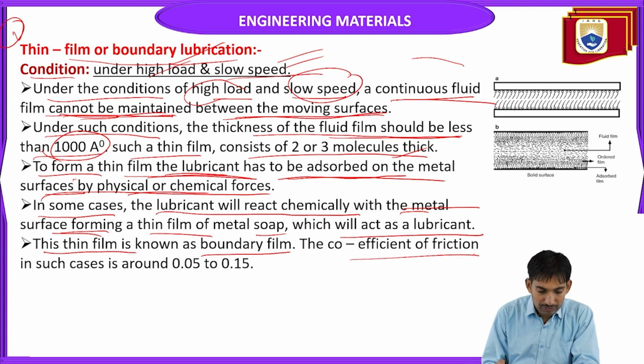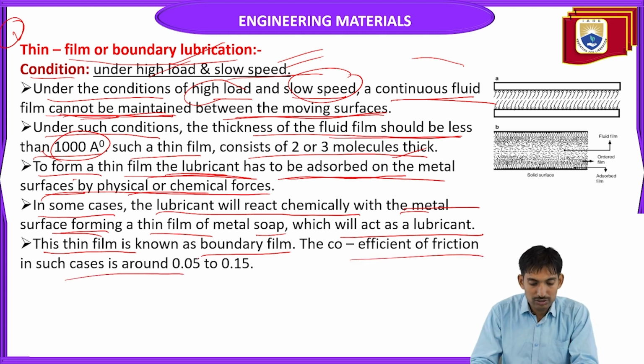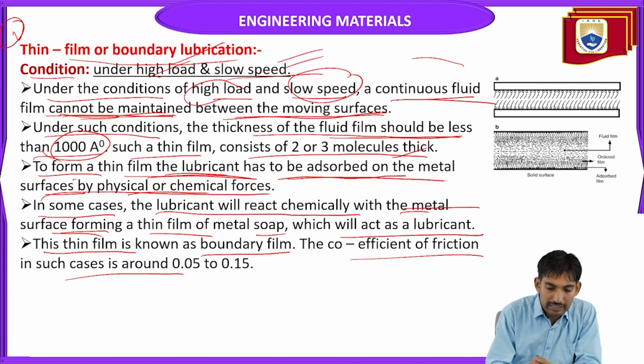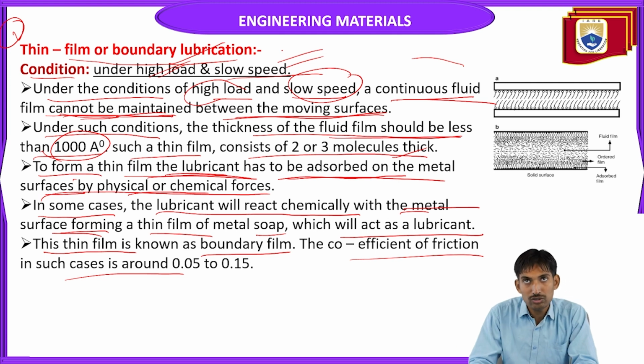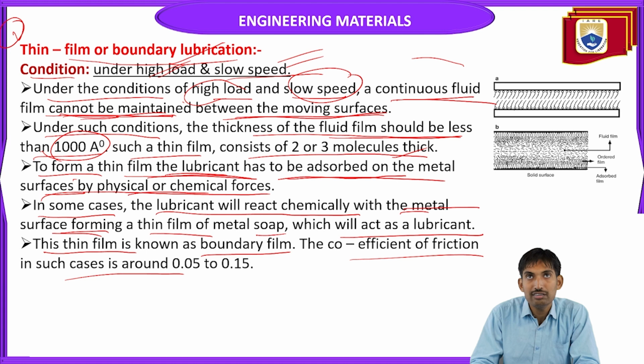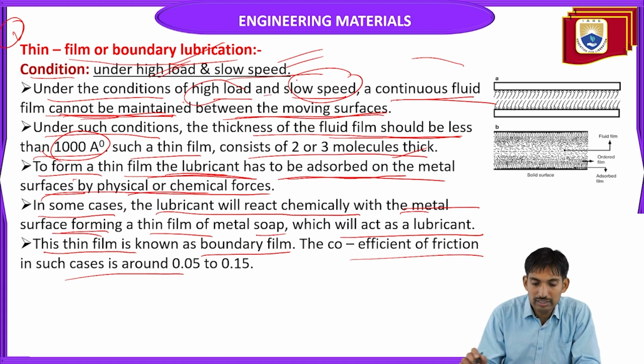The coefficient of friction in such cases is around 0.05 to 0.15. Thin film boundary lubrication. The condition is under high load and slow speed. Under these conditions, a continuous fluid film cannot be maintained between the two moving surfaces. Under high load and slow speed, what happens?